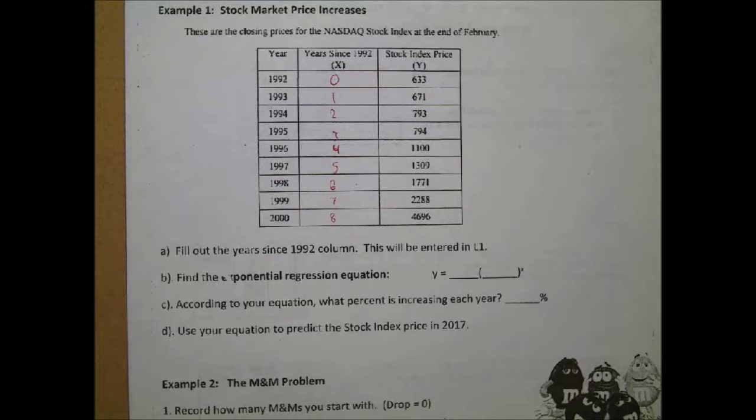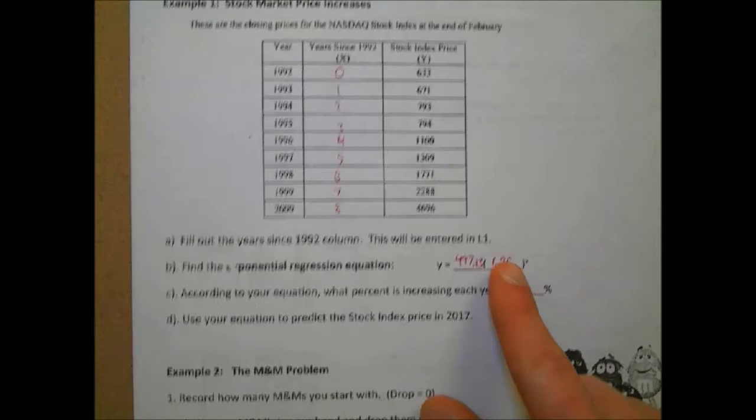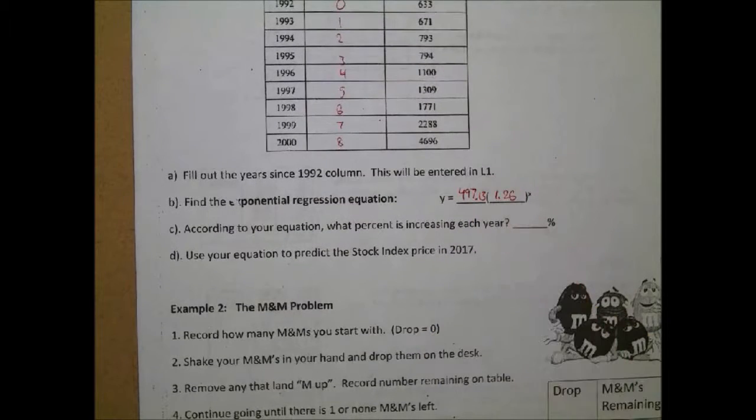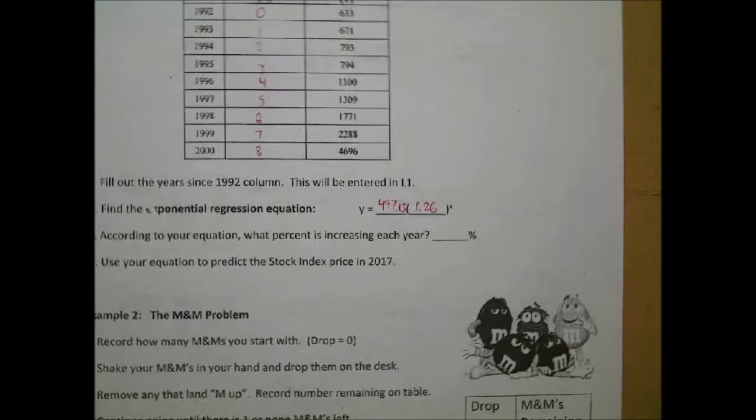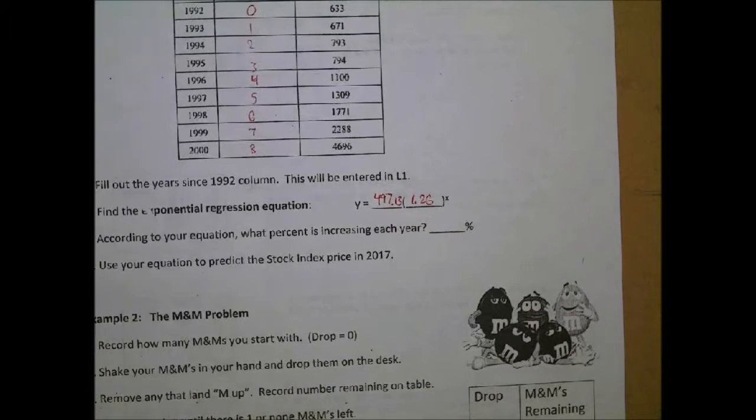You'll be good now. Okay, folks, here's what you should have gotten for your equation. I'll zoom in on that maybe. Okay, 497.13 for your A, 1.26 for your B. Okay. Questions on any of that?